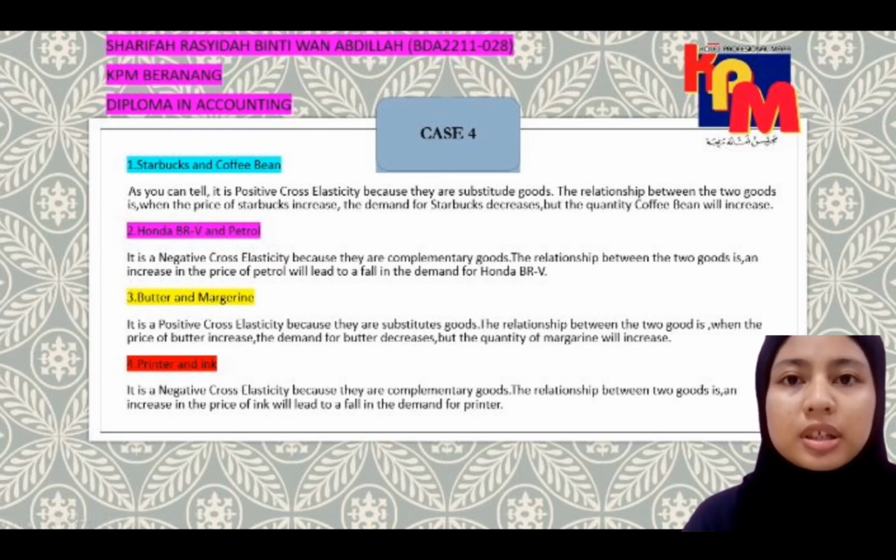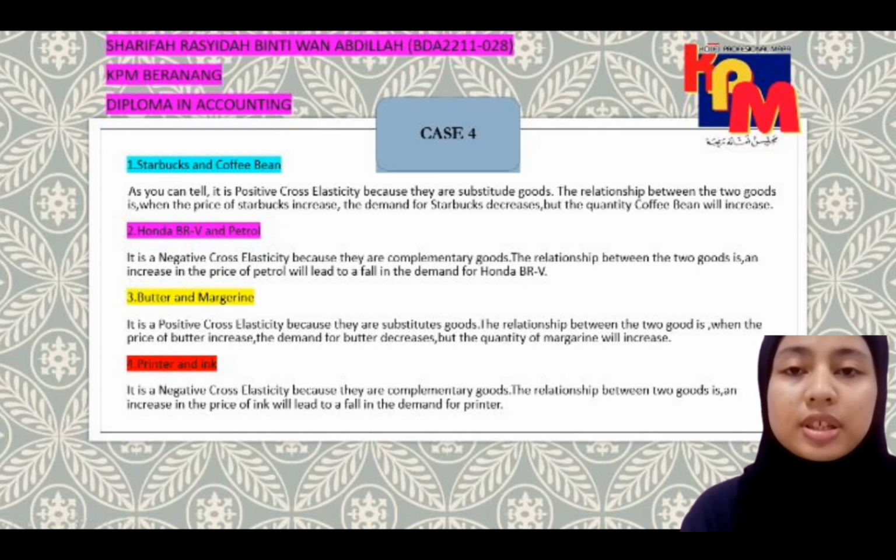The third one is butter and margarine. It is a positive cross elasticity because they are substitute goods. The relationship between these two goods is: when the price of butter increases, the demand for butter decreases, but the quantity of margarine will increase.